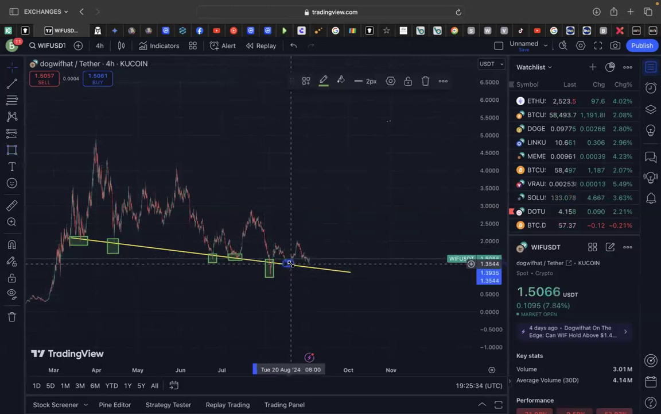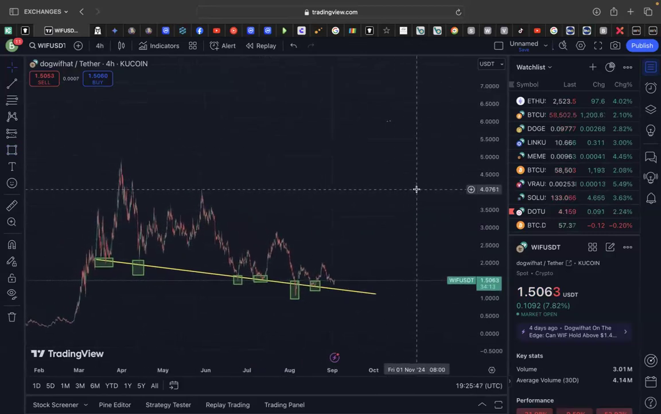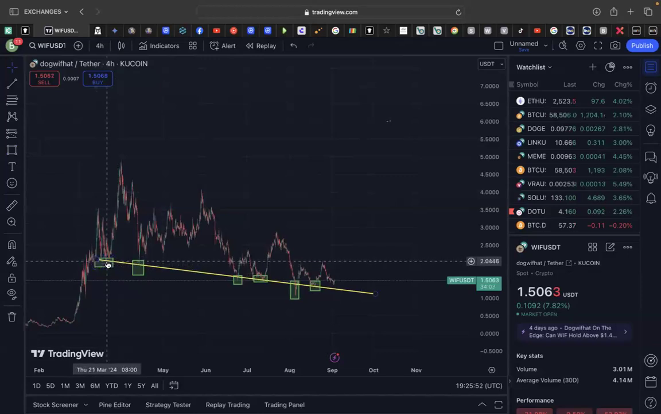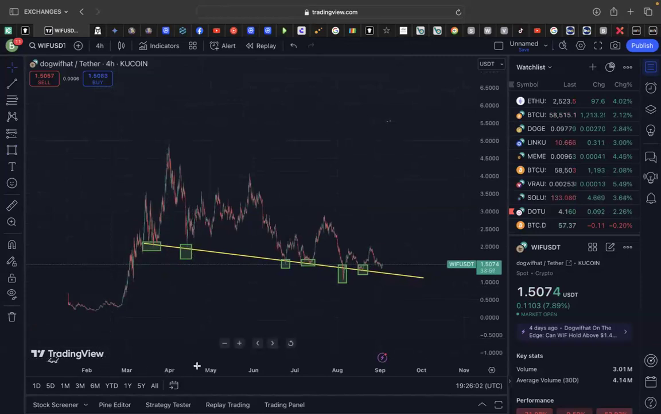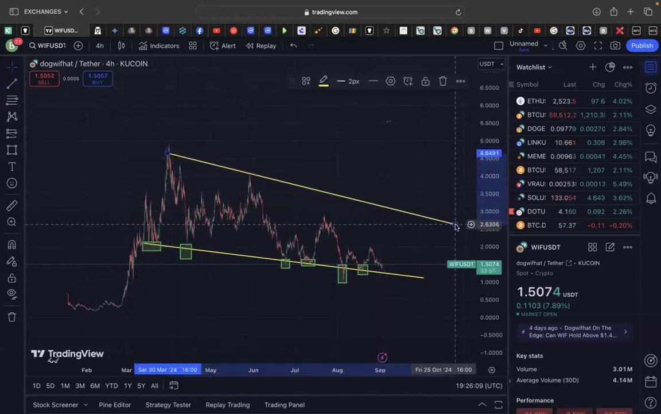As you can see, this is a very, very useful support level. We've bounced 1, 2, 3, 4, 5, 6 times on the support level. Bounced 6 times on this support level. Then we have a resistance at the very top.